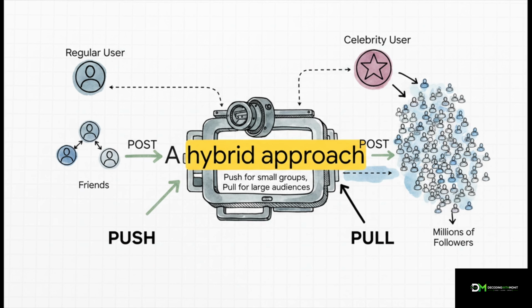The really elegant solution is to use a hybrid approach. For most of us, with a normal number of friends, the system will just push our posts out immediately. But for a celebrity, someone with millions of followers, it switches to a pull model. This is so important because it prevents a single viral post from creating what's called a thundering herd problem and just totally overwhelming the system. It really is the best of both worlds.